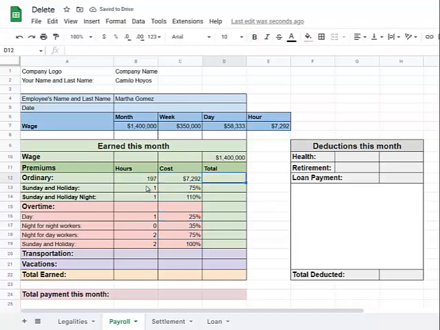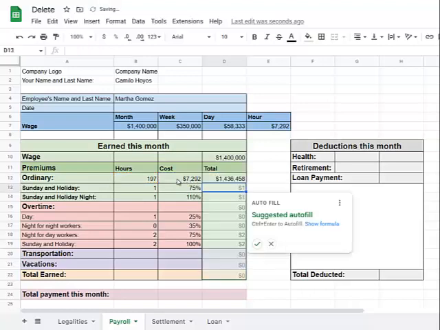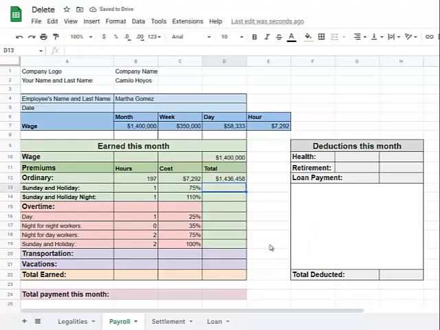So the total in the ordinary hours will be equals B12 times C12, right? This is the amount of hours worked times the cost of those hours. Enter. Simple as that. It's just not autofill because it's not what we want. Now for this one here, we calculate it like this. It is the hours worked times the hourly rate, which is up here, times only that percentage of that hourly rate. We don't want the whole hour, so only 75%, which is this one here.